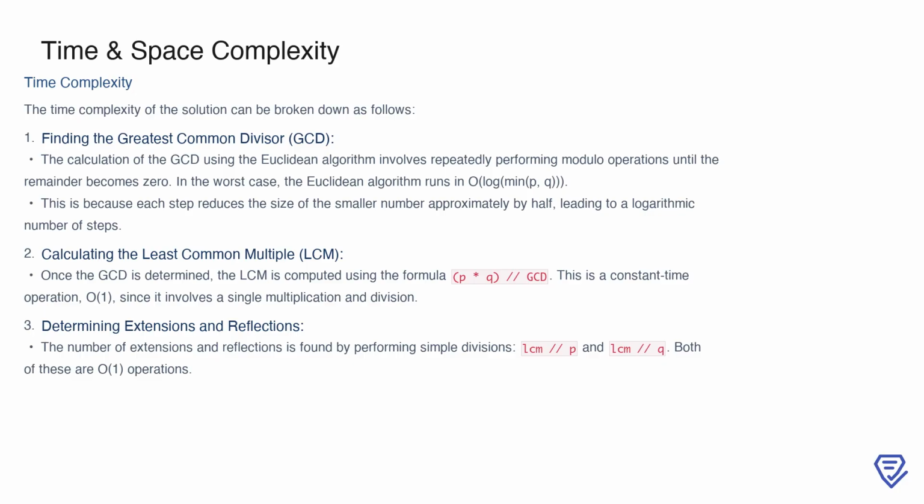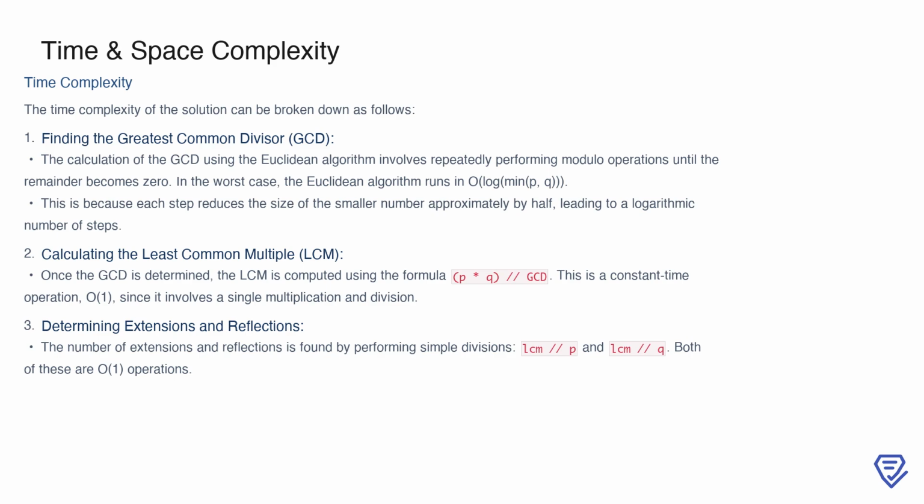To analyze the time complexity of the solution, we can break it into distinct steps. First, we have the computation of the greatest common divisor, or GCD, using the Euclidean algorithm. This process involves repeatedly performing modulo operations until the remainder becomes 0. The number of operations in the worst case is logarithmic in relation to the smaller of the two numbers, p and q. This gives us a time complexity of O(log min(p, q)).